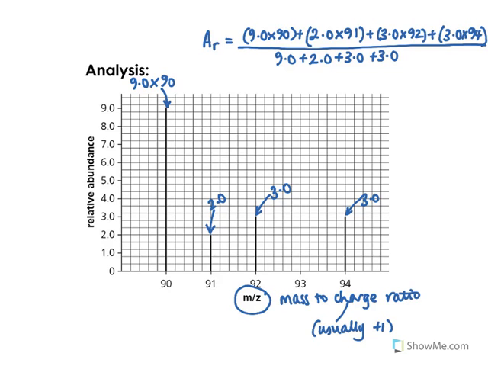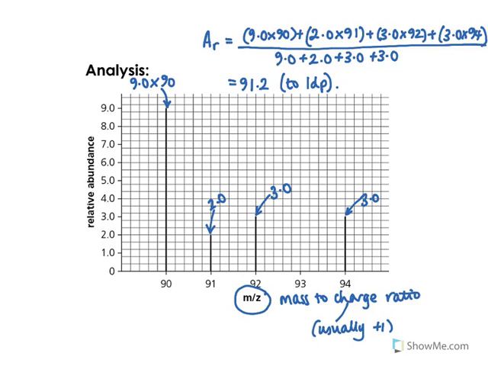If I just pop that in the calculator, 9 times by 90 plus 2.0 times 91 plus 3.0 times 92 plus 3.0 times 94, and then divide that through by 9 plus 2 is 11, plus 3 is 14, plus 3 is 17.0 altogether. That comes out with a value of 91.2. I'll give that to 1 decimal place, which is fairly standard for calculating relative atomic masses.